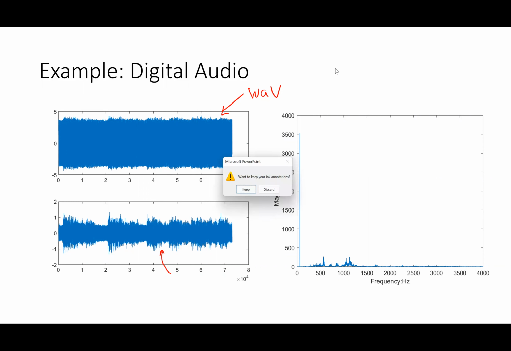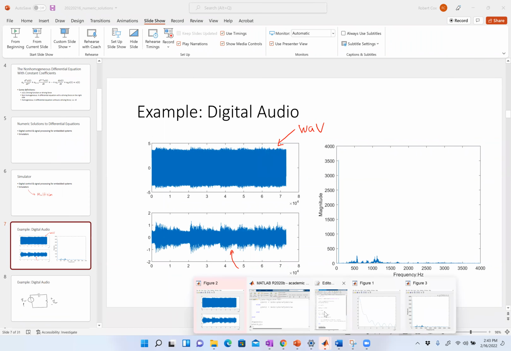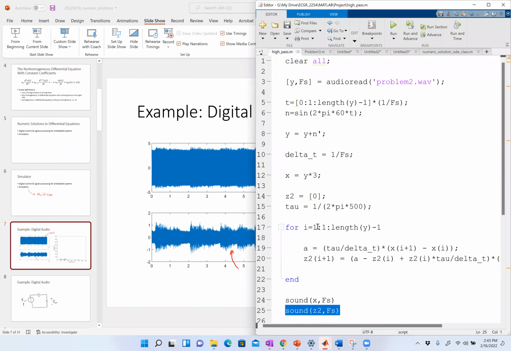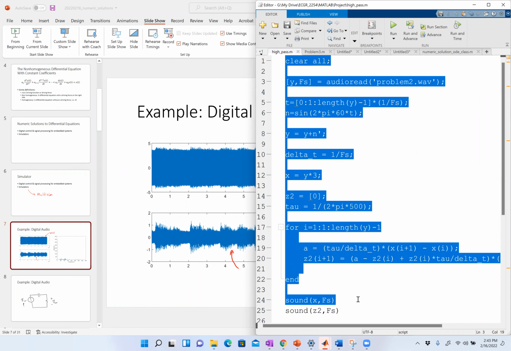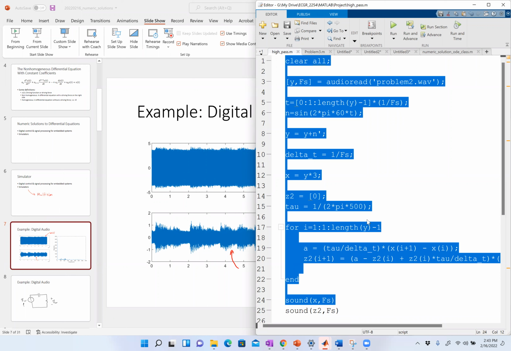The example that I played was this one. You're going to have an audio file like this in the project. I used audioread, the command I'm using here, and I play the sound. And it sounded like junk.